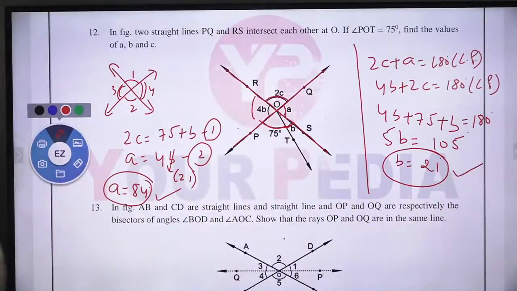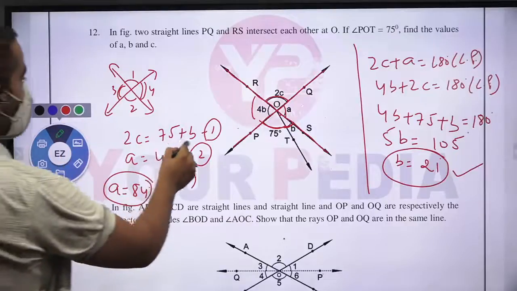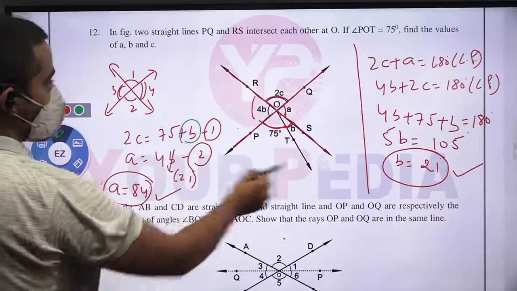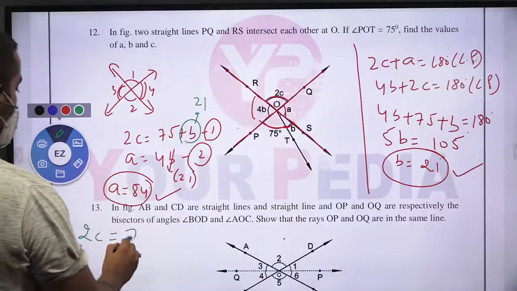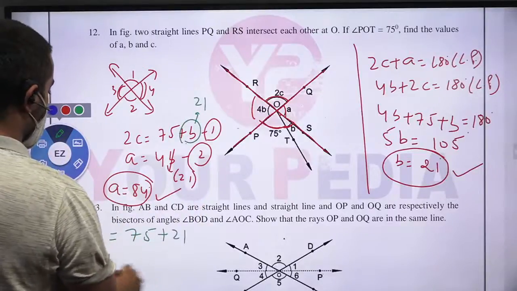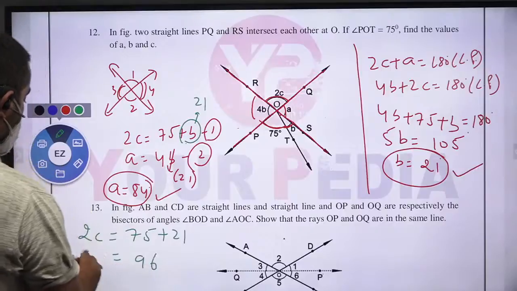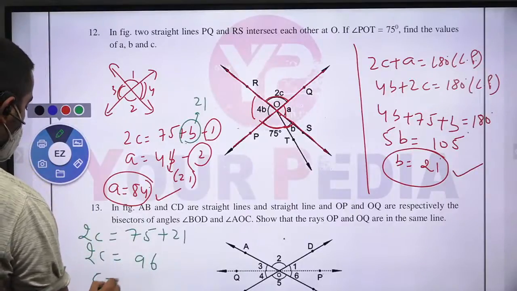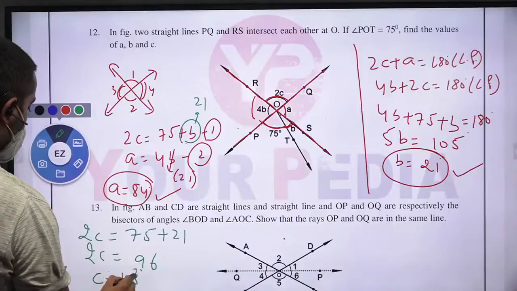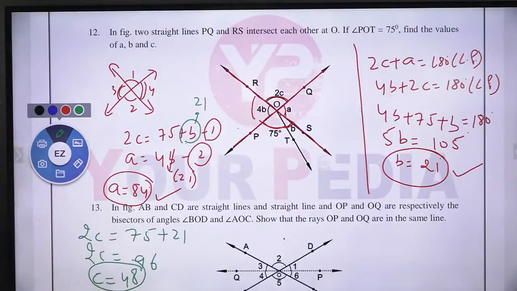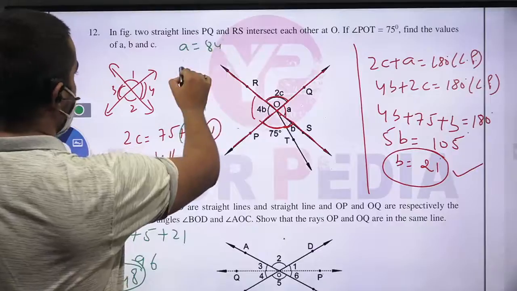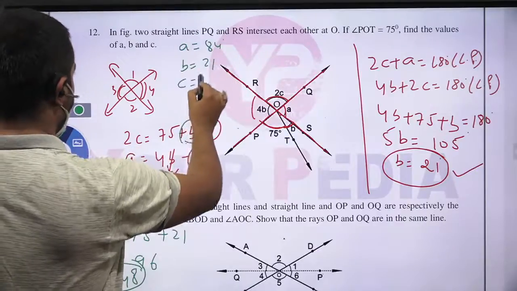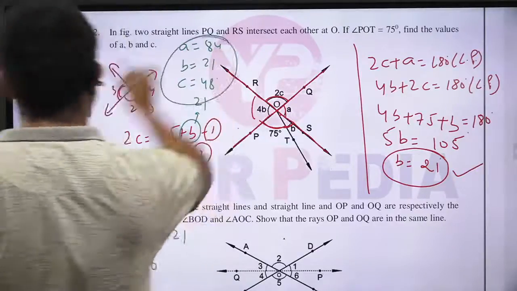Then can we get C now? Yes, from the first equation we get C now because B is 21. So 2C is equal to 75 plus 21, so that is 96. So C is 48, 96 by 2. A, 84 has come, B is 21 and C will be 48. So I think you must be clear with this.